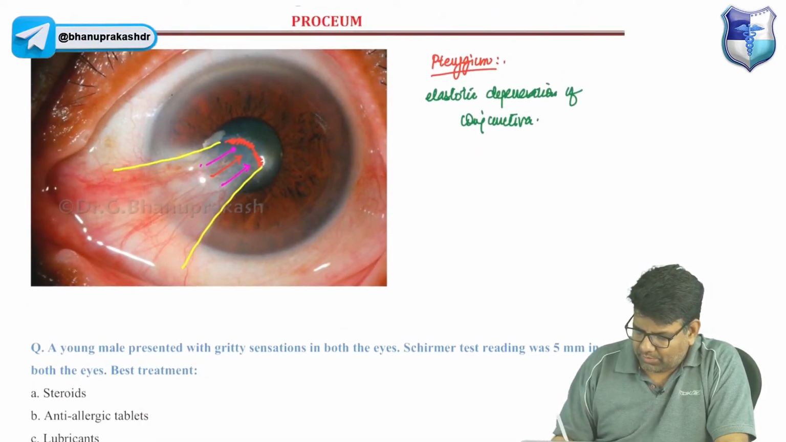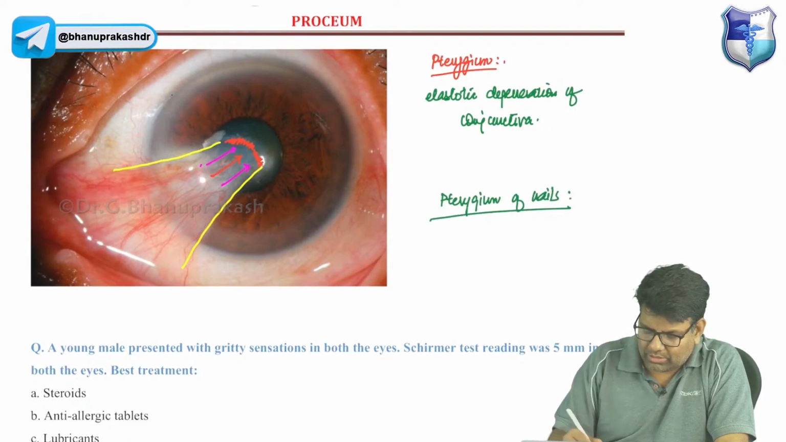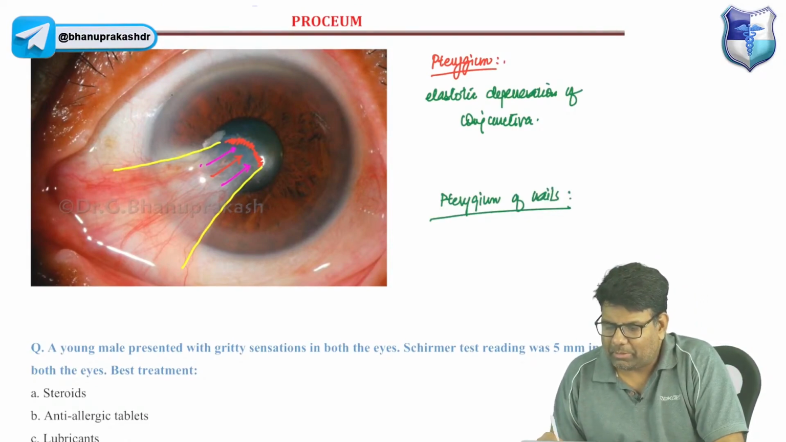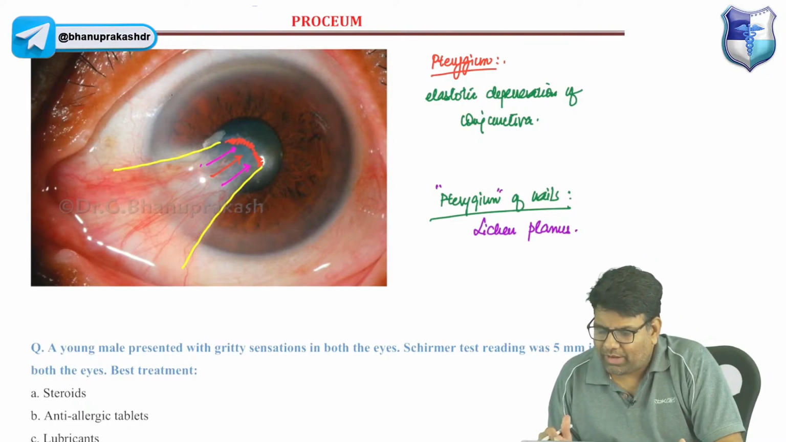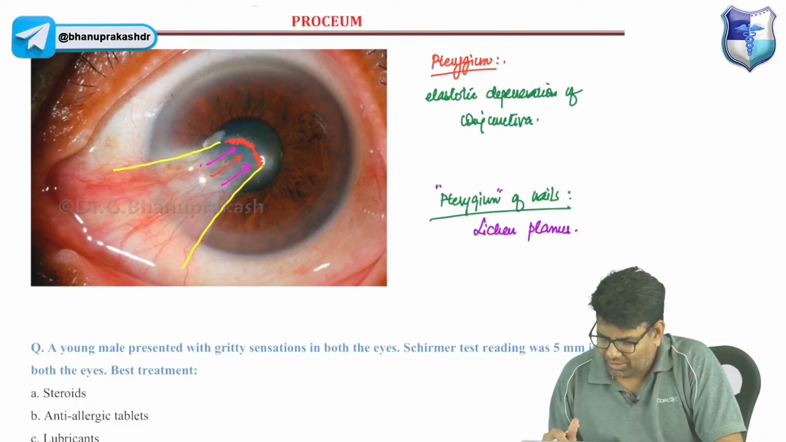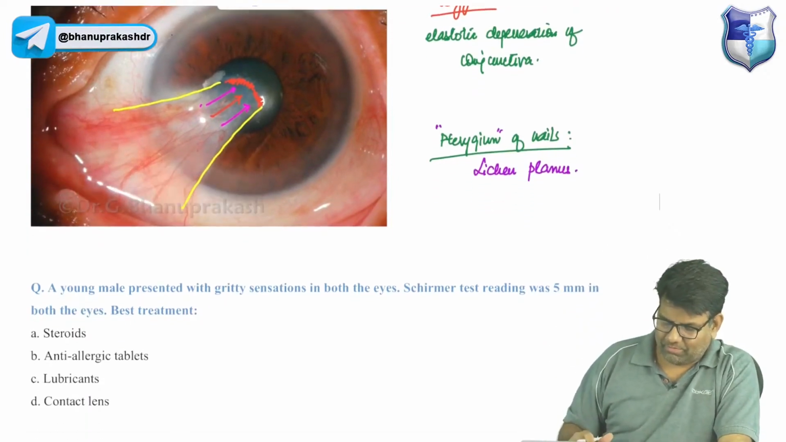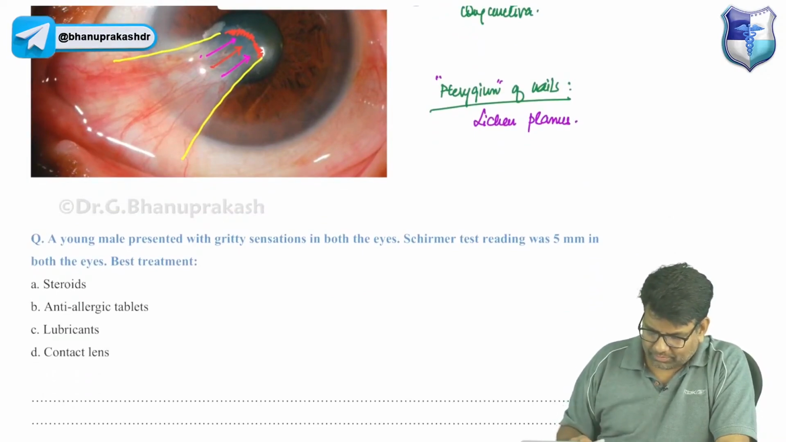If we discuss pterygium, there is one pterygium of nails. Which skin disorder is related to pterygium of nails? Any idea? Wonderful. This is lichen planus. Very good. So the moment you find the word pterygium of nails, think of lichen planus. Yes, everyone is right. Anyway, coming back to ophthalmology.